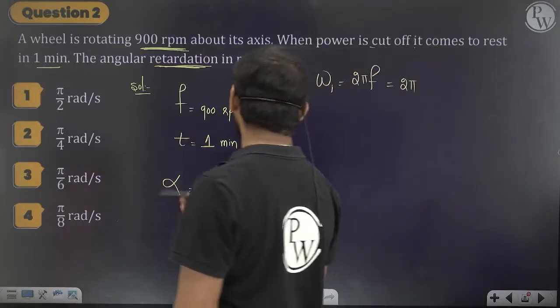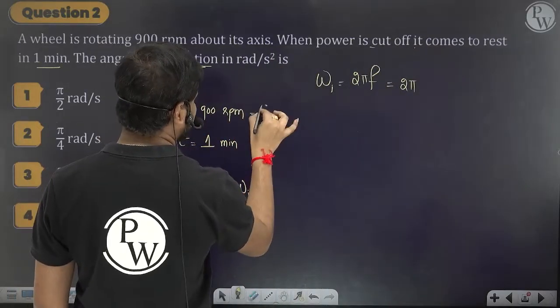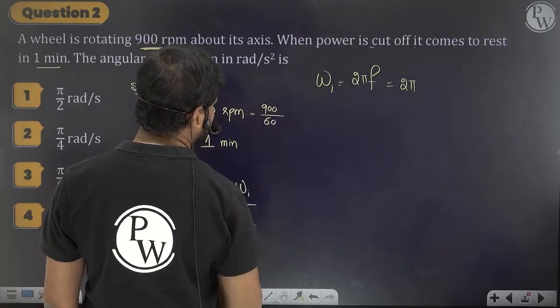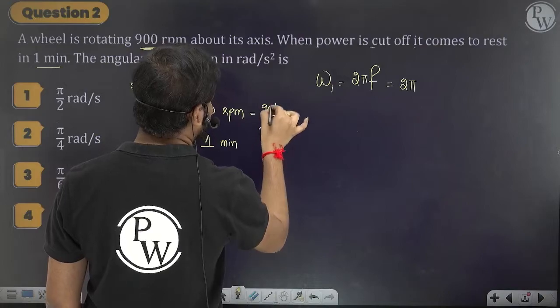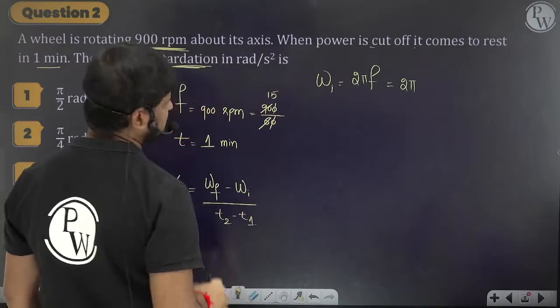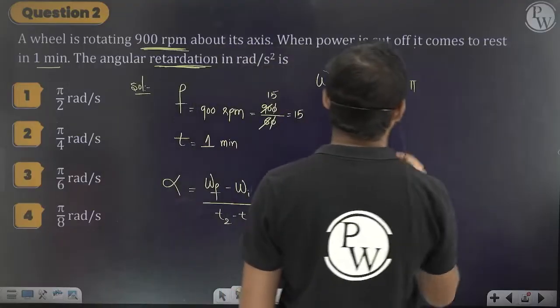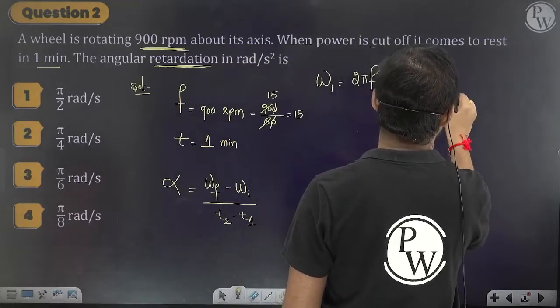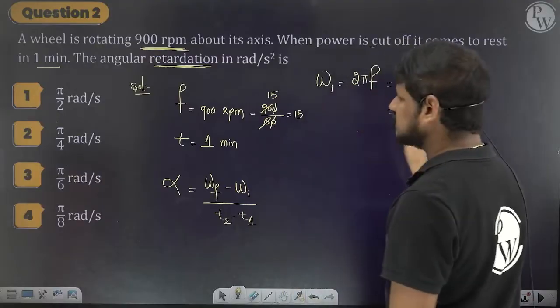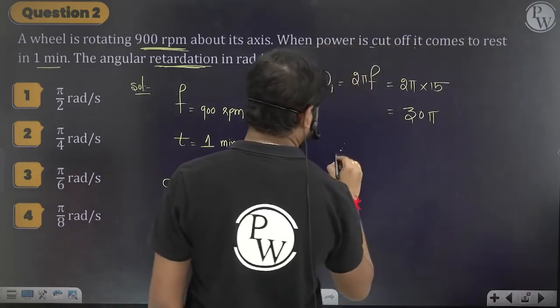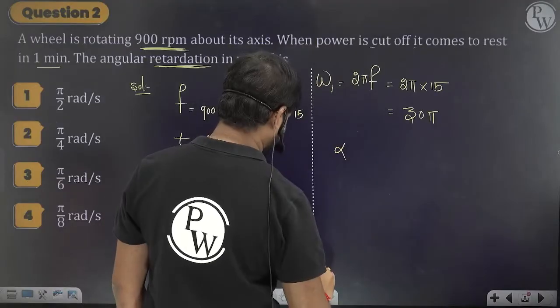So 2 pi into f, and f is nothing but 900 revolutions per minute. We need revolutions per second, so convert it to seconds. 900 by 60 is 15 revolutions per second. Therefore f is 15 revolutions per second, which gives 30 pi as the omega initial. Now can we find what is alpha?